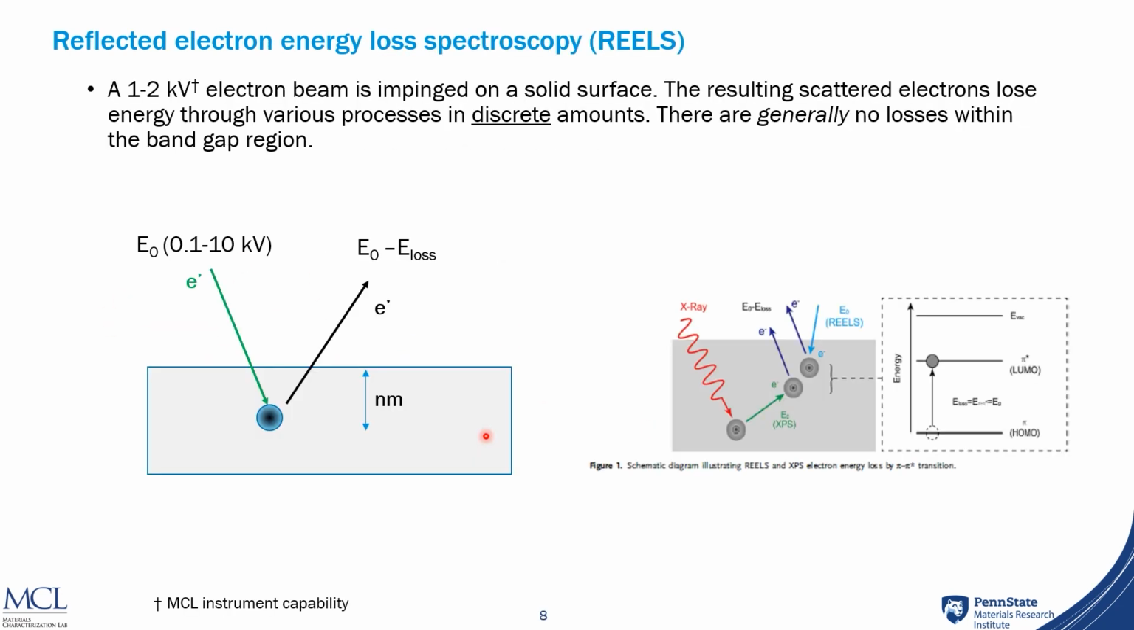So let's turn our attention to REELS, or reflection electron energy loss spectroscopy. It's a relatively simple technique. We bombard a very coherent low energy beam of electrons onto a solid sample. In the instrument we have at MCL, we're typically looking at anywhere from 1 to 2 kilovolt electrons. Those electrons bounce off the sample surface effectively and are detected back at our spectrometer. And importantly, the atoms in the near surface where these electrons interact can lose energy in very discrete amounts. And that results in information that we can leverage to determine the band gap.